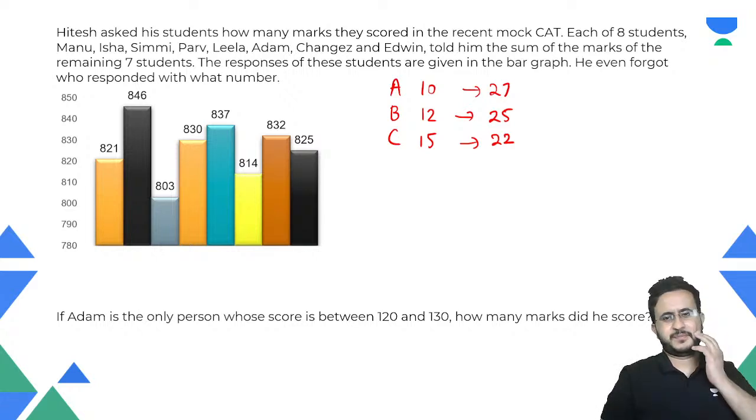Now try to see these numbers and think of something. Okay, how can you find the marks of these people?